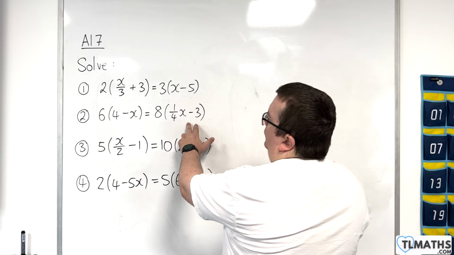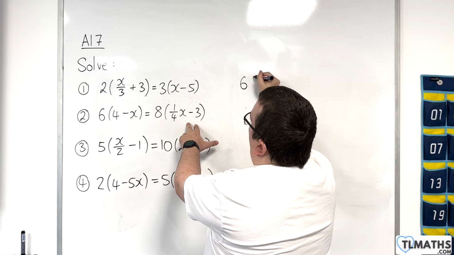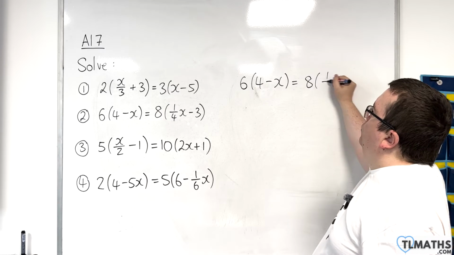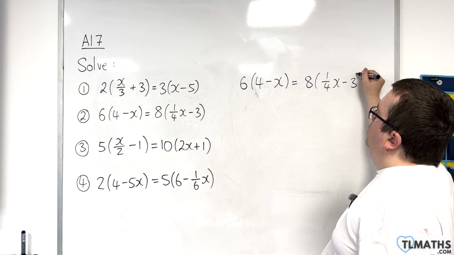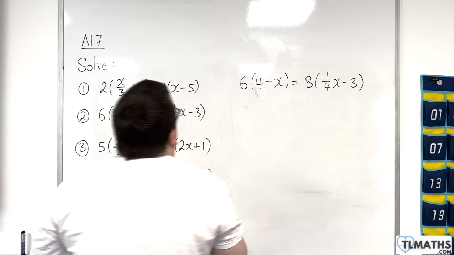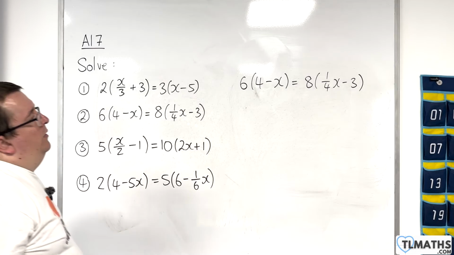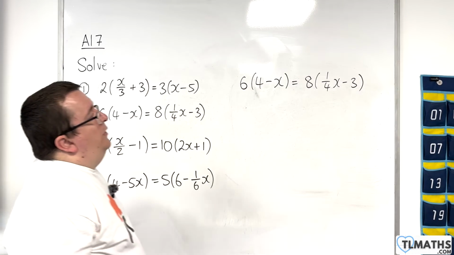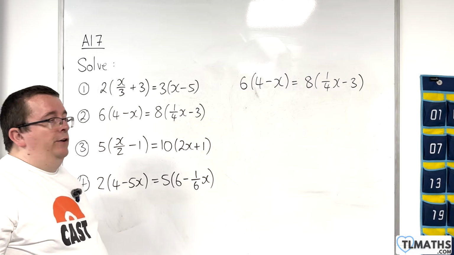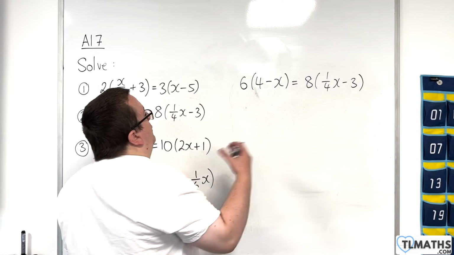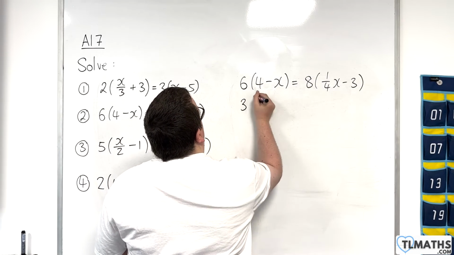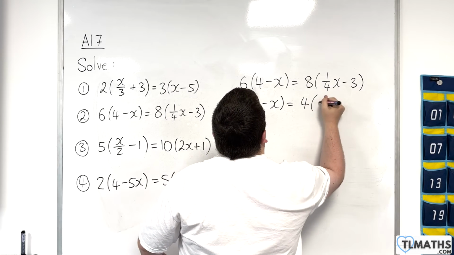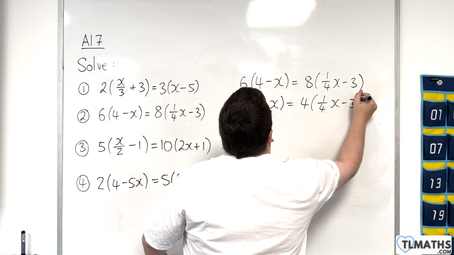So let's take a look at number 2. We have 6 lots of 4 take away x is equal to 8 lots of 1/4 x take away 3. Now, we have 6 and 8, so they both have a common factor of 2. So let's divide both sides by 2 first. So 3 lots of 4 take away x is equal to 4 lots of 1/4 x take away 3.